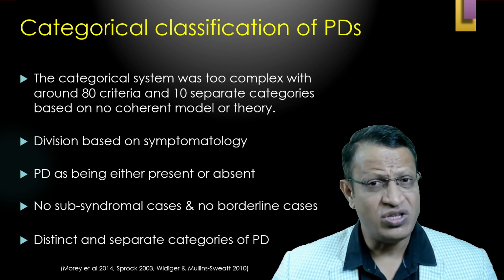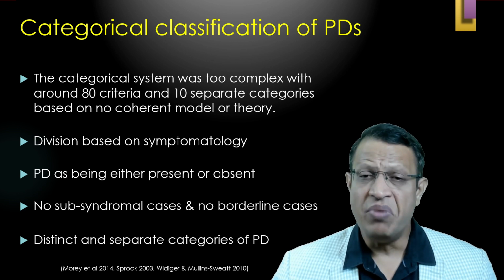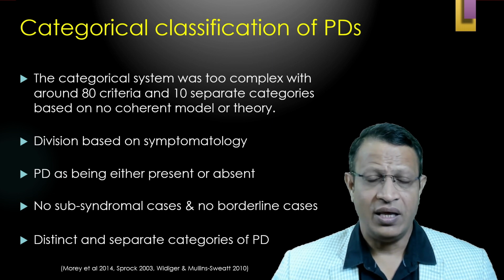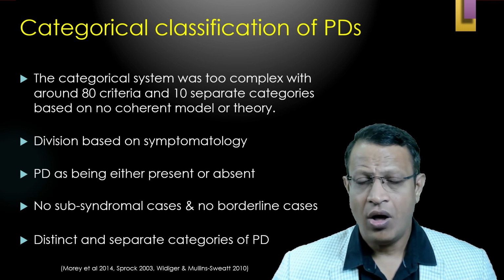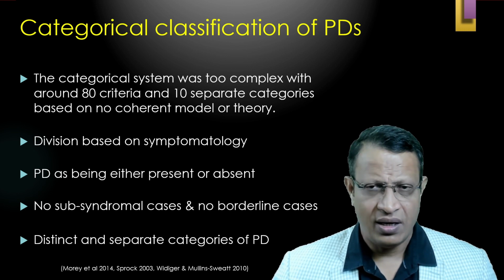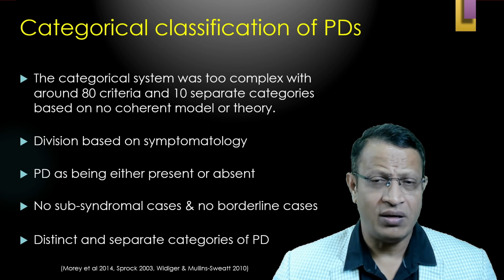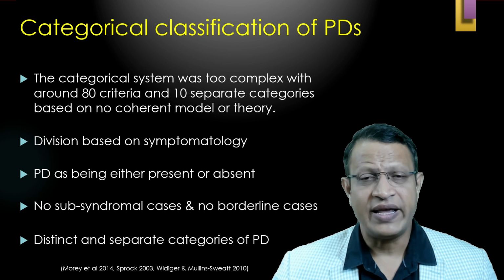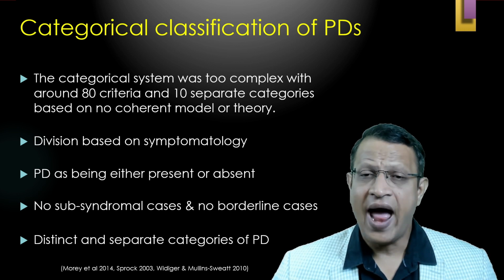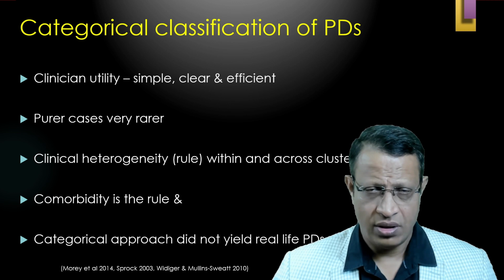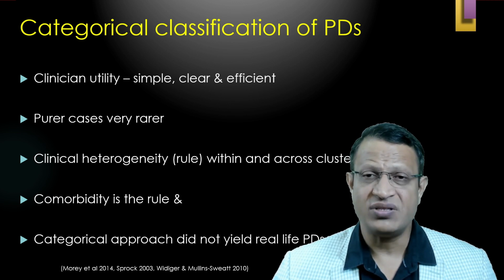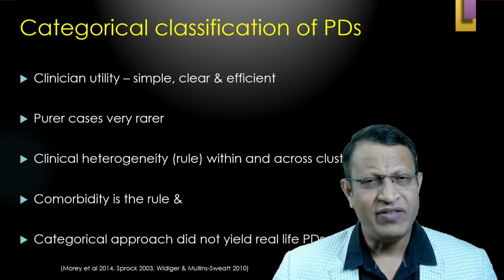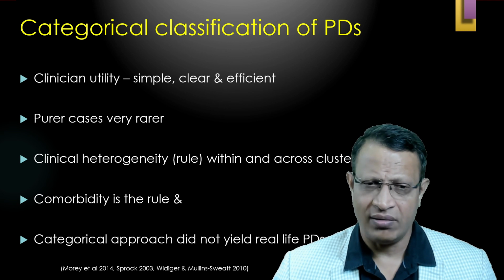This division is based on symptomatology or phenomenology, based upon the presence or absence of symptoms. Unfortunately, there can't be any subsyndromal diagnosis or a borderline case of personality, especially borderline paranoid traits. Can we have that? Or subsyndromal, can it be considered? No. Here, in categorical, it should be a distinct and separate personality disorder. They have a high clinical utility, being simple, clear, efficient, and easily explainable. And having a purer case of personality disorder is very rare.